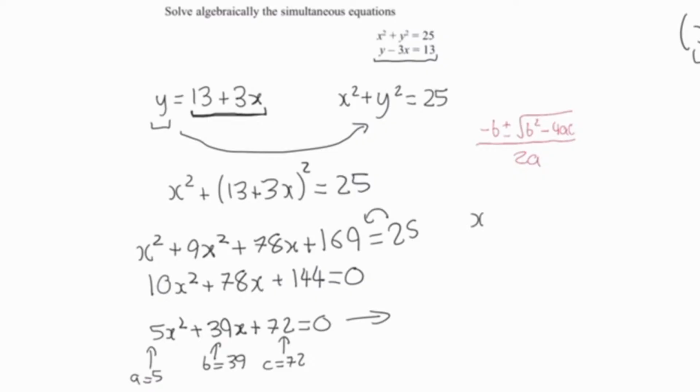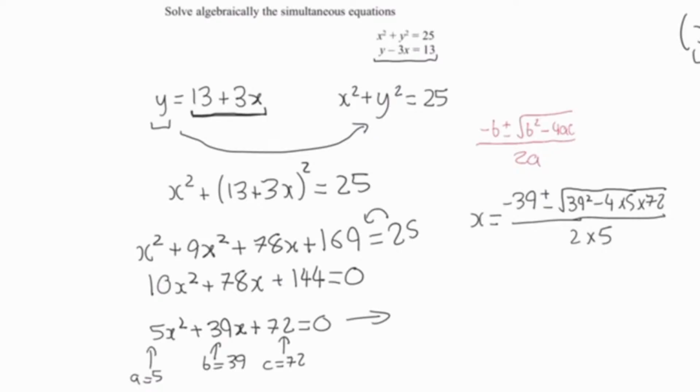So we have x is equal to minus b, that's minus 39, plus or minus the square root of b squared, which is 39 squared, minus 4ac, so 4 times 5 times 72, and then that is all being divided by 2 lots of a. And yeah, this is non-calculator, by the way. So this one is a bit of an annoying question to be on a non-calculator, but this is in preparation for tomorrow's exam mostly.